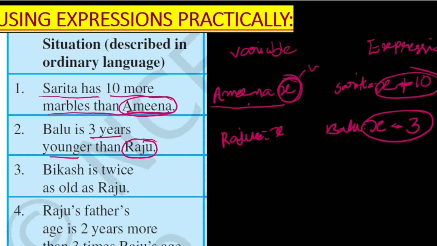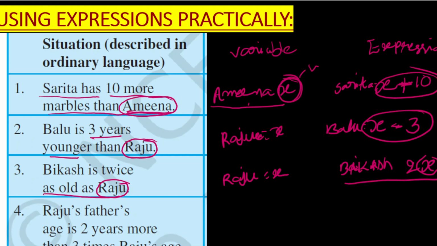And Bikas is twice as old as Raju. Here Bikas is twice as old as Raju. So if we know Raju's age, then we can say Bikas's age. So let's take Raju's age as x. Then Bikas's age is equal to 2x. It is twice Raju's age. So twice Raju's age means this is 2x.